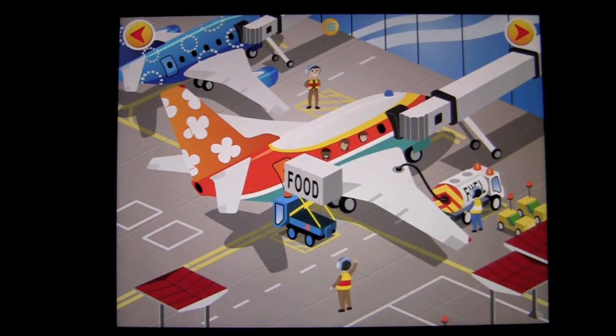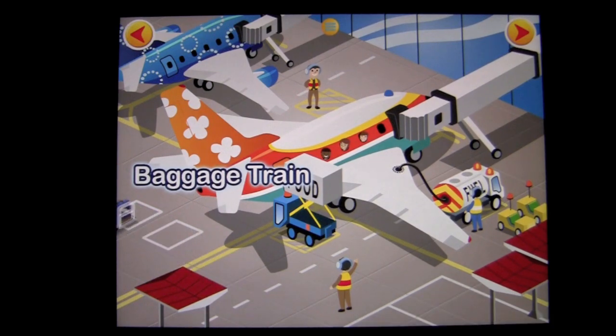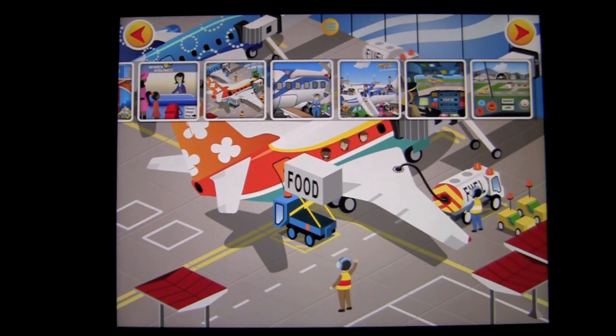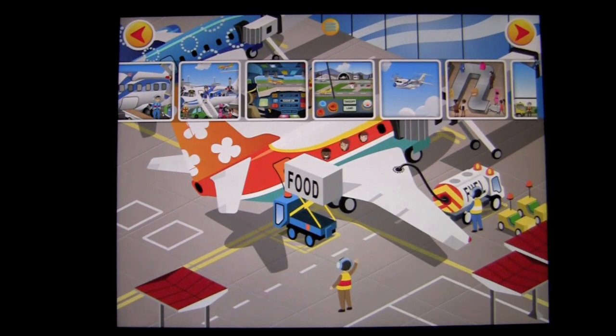There's other items you can click on as they drive by, like the baggage train, and they honk and things like that. Again, tap up here and we can go to another very important part of flying a plane.